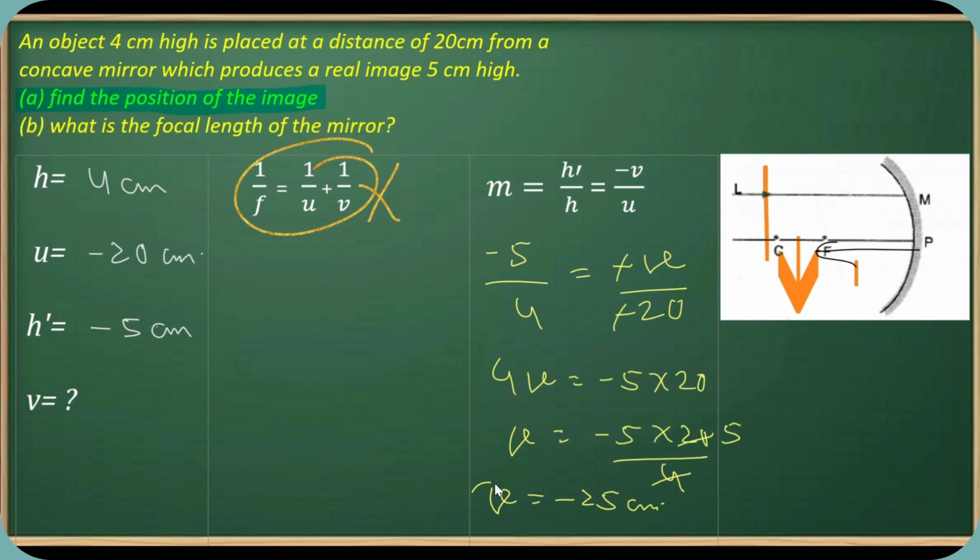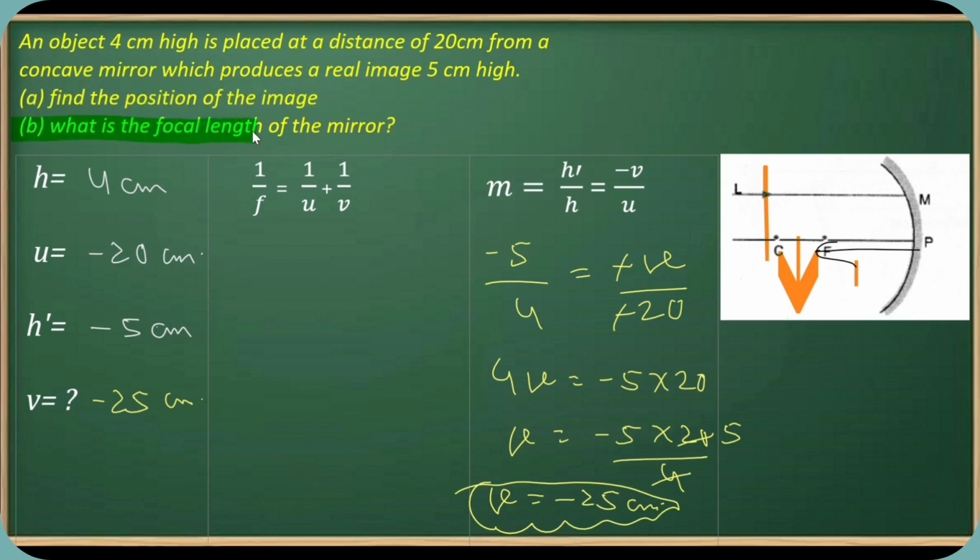Now we got the distance of the image, so this is what we had to calculate in the first part. In the next part, what we have to find out is the focal length of the mirror. For that we are going to use the mirror formula. So it's 1 over f equals 1 over u, and u is negative 20, so I'll write minus 1 over 20, plus 1 over v. v is also negative, so we are going to write minus 1 over 25.